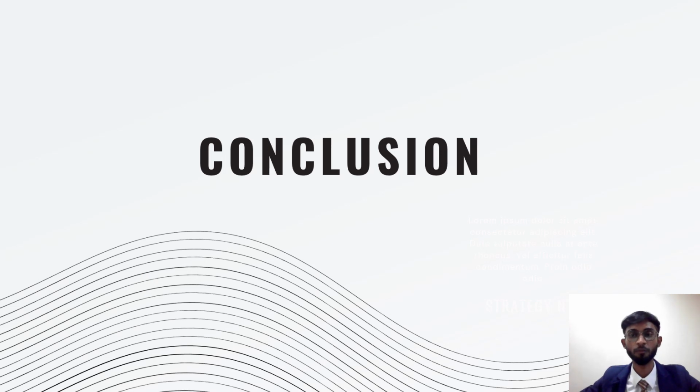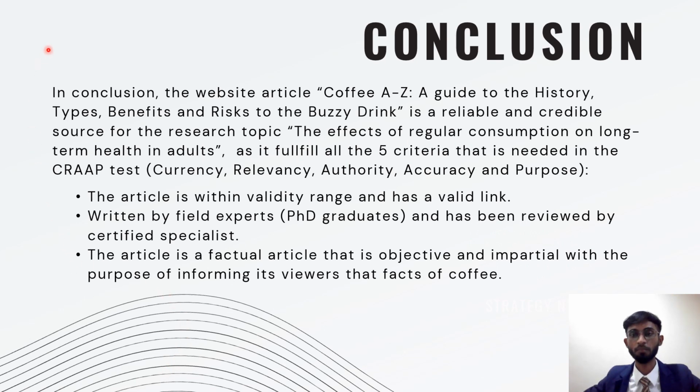We are at the end of our presentation for today. To sum up, the website article, Coffee A to Z, a guide to the history, types, benefits, and risks of the buzzy drink, is a reliable and credible source for the research topic, the effects of regular coffee consumption on long-term health in adults, as it fulfills all five criteria needed in the CRAAP test, which are currency, relevancy, authority, accuracy, and purpose.